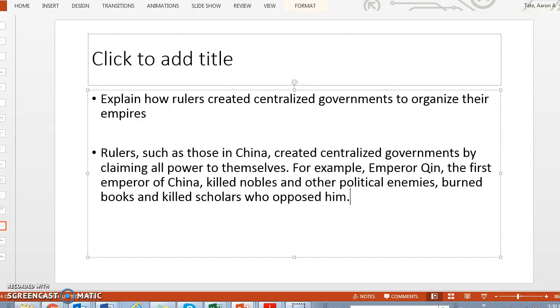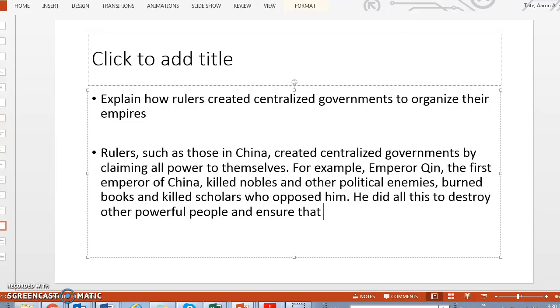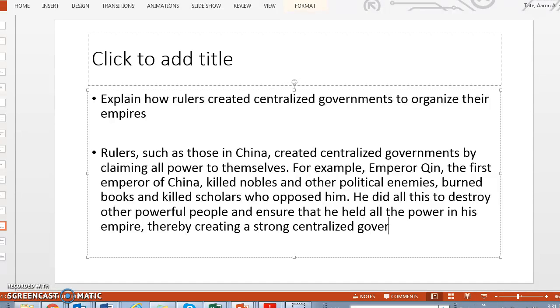So now I'm going to say, okay, so he burned all the books and killed the scholars who opposed him. Now I'm going to say he did all this to destroy other powerful people and ensure that all power that he held, all the power in his kingdom, in his empire, let's say, thereby creating a strong centralized government.